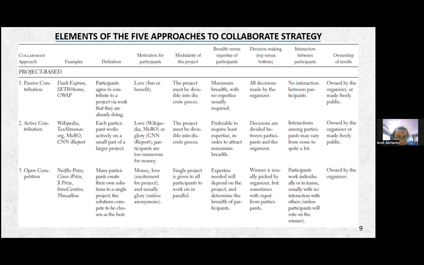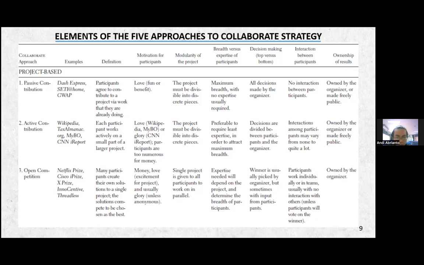Wikipedia, Barack Obama Network, and CNN iReport are examples of an active contribution approach to collaboration. In active contribution, participants may be motivated primarily by the opportunity for recognition and fame, such as being seen on air in CNN iReports, or they may participate more from a belief in the value of the project, like Wikipedia.